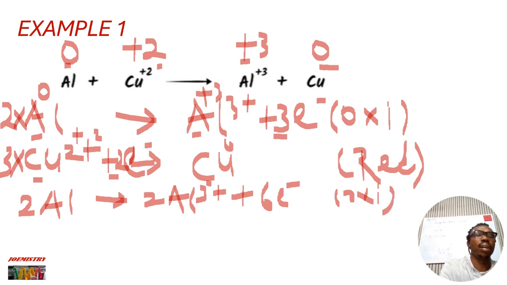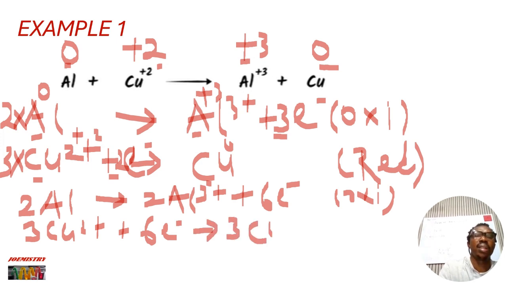Then the reduction half cell: 3 moles of copper 2 ion plus 6 moles of electrons to give you 3 moles of copper. So electron gain and electron loss balance. On the oxidation half cell and on the reduction half cell, the electron gain and electron loss are all balanced.